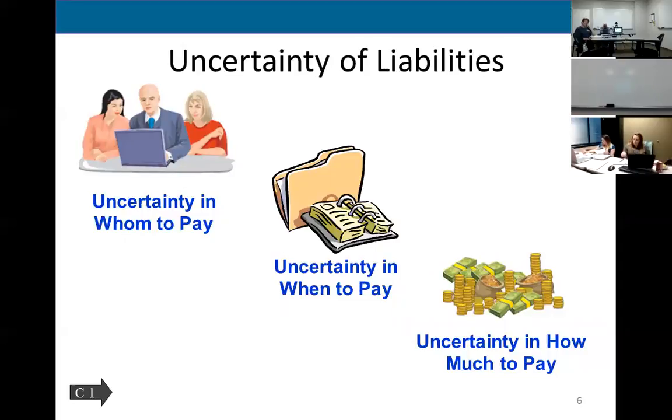Uncertainties of liabilities. When we account for liabilities, we address three important questions: whom to pay, when to pay, and how much to pay. Now, the answers to these questions are most often decided whenever the liability is incurred. For example, if a company has $100 accounts payable to a specific individual, payable March 15th, the answer is pretty clear. In that situation, you know whom to pay, when to pay, and how much to pay. However, the answers to some of these are going to be uncertain.